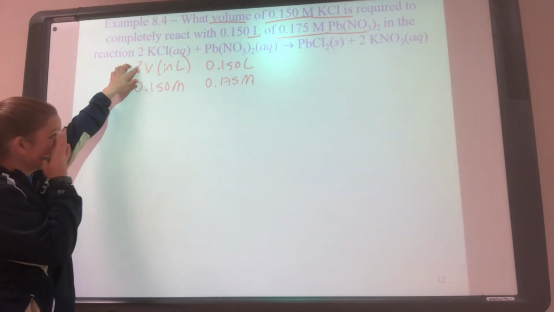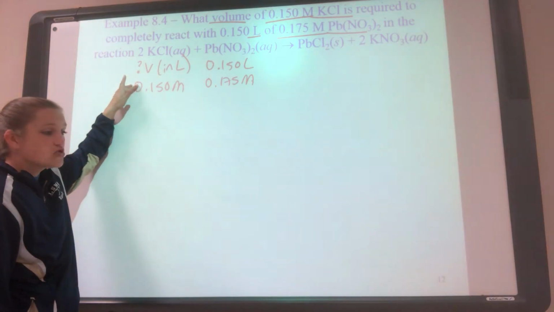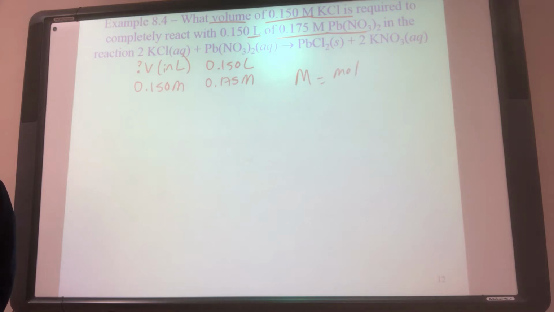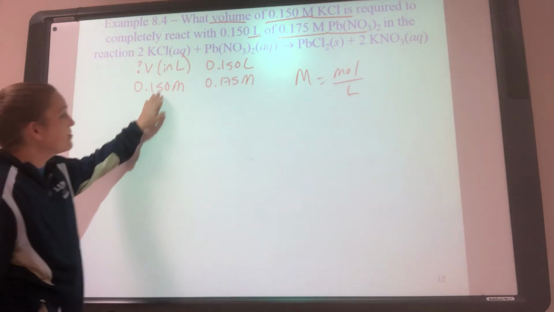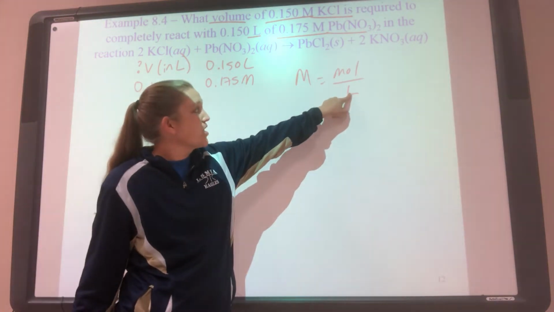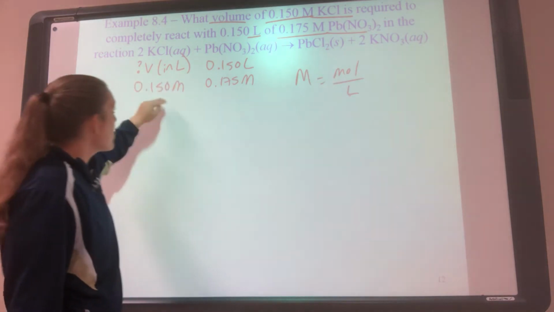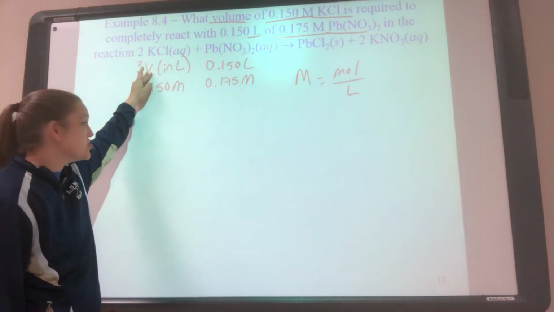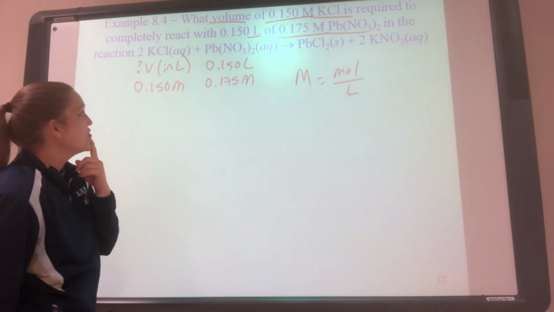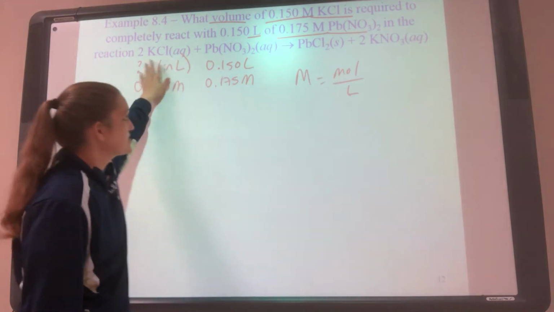So let's think about this. If I want the volume of this guy, all I have is the molarity. Molarity, remember, is moles over liters. So the molarity has the liters in it. But if I want the volume, and I have the molarity, that means I also have to have the moles. But I don't have the moles of this, do I? They didn't give it to me. So that means I have to use these somehow. To be able to find the volume using the molarity, I need to know the moles of this guy.